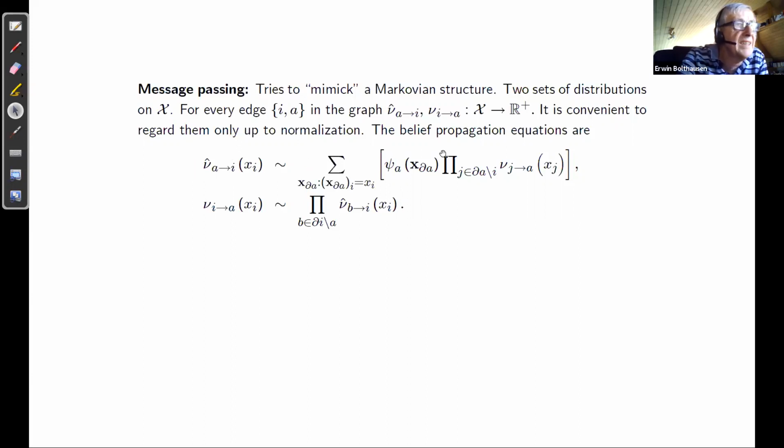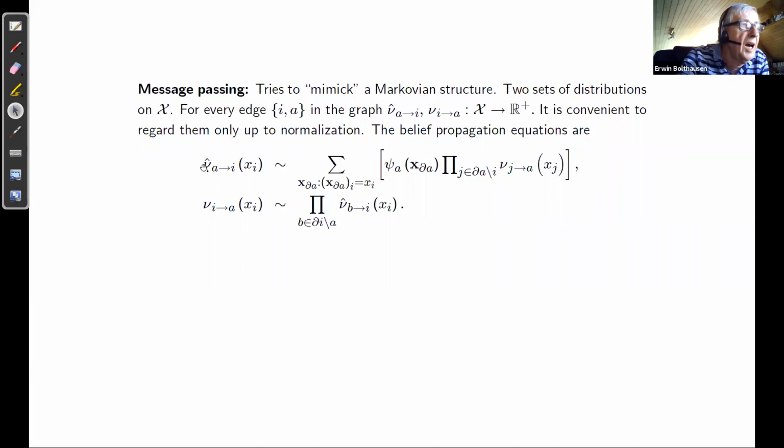Now, they should satisfy certain equations. I'm writing approximate equations here, because typically it's convenient to define these equations only up to normalization, in the xi's. So I don't care about normalization factors. Maybe the simpler one is this one. What should be satisfied is that the nu from i to a, as a function of xi, is, up to normalization, the product over all boundary elements. You see it on the next slide in the graphical representation. You take all the function nodes at the boundary of i with the exception of a, take each as a function of xi, and just multiply them.